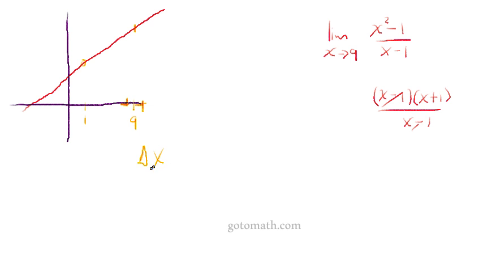This thing is called delta x that we'd be using, and if I said delta x was 0.1, this would be 9.1. We're adding 0.1 to this, right? Then as delta x gets smaller and smaller, we get closer and closer to 9 from the right and closer to 9 from the left, and compare values.